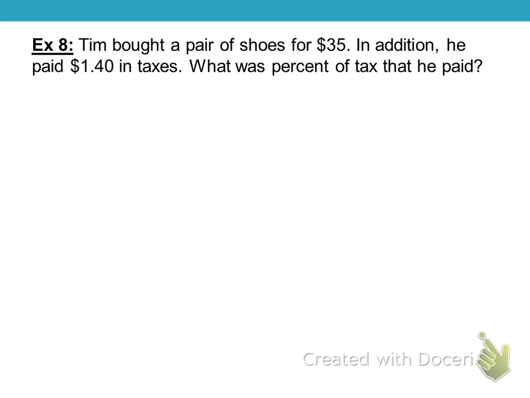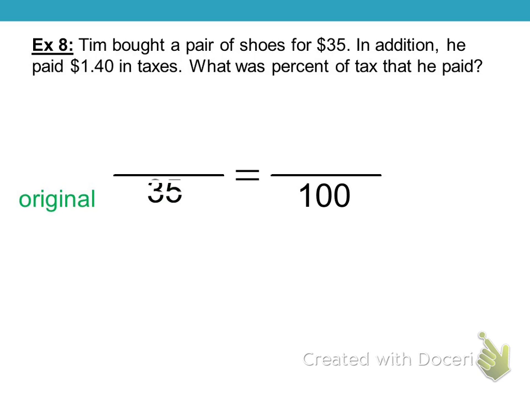All right, here is example 8. This says Tim bought a pair of shoes for $35. In addition, he paid $1.40 in taxes. What was the percent of the tax that he paid? Hold on. So, do we know the original price of the shoes? Yes, that goes on the bottom.